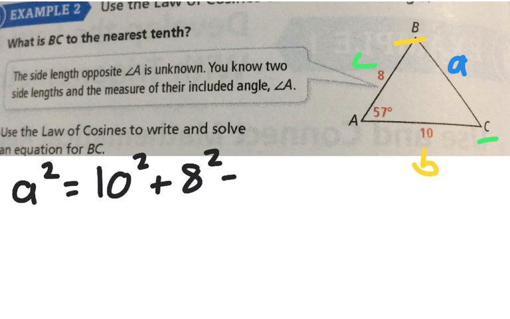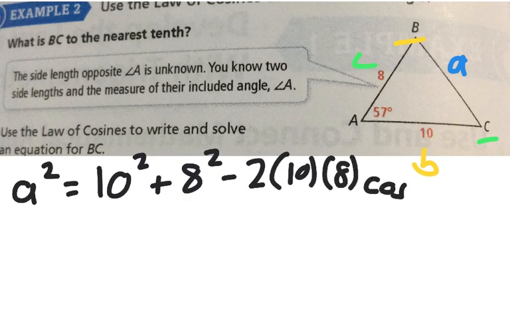Same idea here. So our missing side is A equals, let's make B 10 squared, plus C, which is 8 squared, minus 2 times B, which is 10, times C, which is 8, times cosine of the angle that's opposite the missing side. So it's going to be cosine of 57 degrees. Any questions about any part of that? How we labeled them? How we plugged them in?